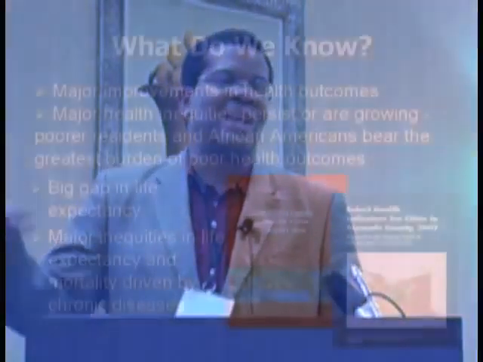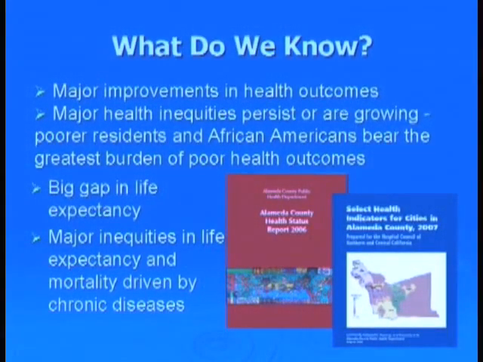This is heart disease, this is cancer, this is stroke. These are the things that are killing everybody in Alameda County. They're just killing African Americans earlier and making them sicker earlier. So in summary, with the mortality data, we know that we have a big gap in life expectancy that's growing, and we know that it's driven primarily by chronic disease.